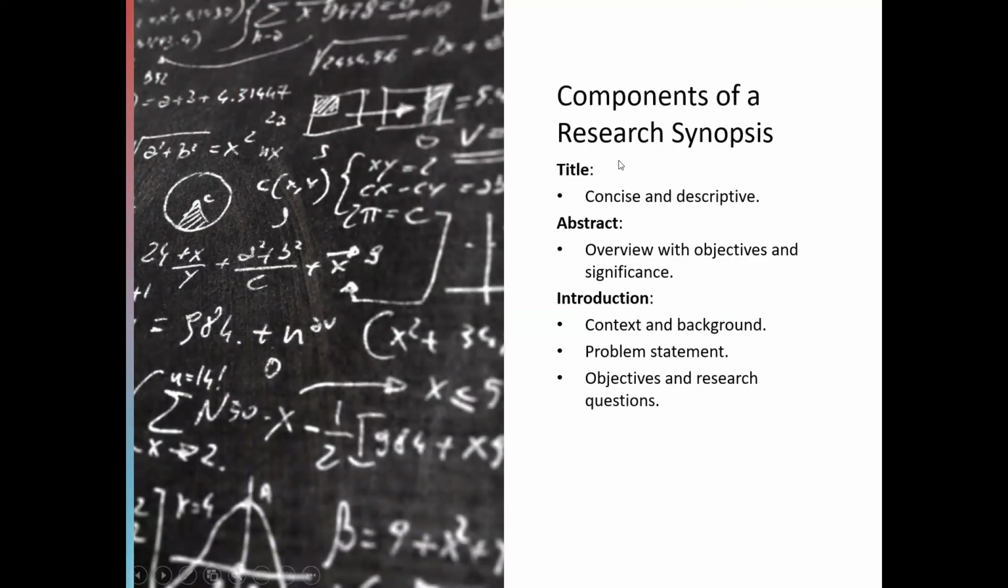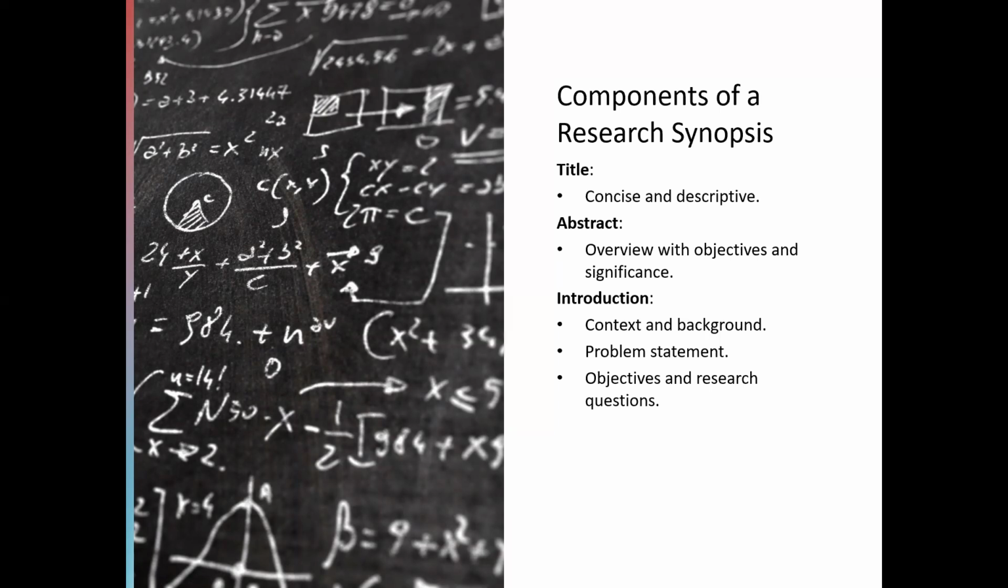If you discuss the components of the research synopsis, there is the title. We have discussed the title, that it must be concise and descriptive. Then the abstract. The abstract is basically an overview with objective and significance, and you have to write the abstract at the end. Even if you are writing a research article or anything, you write the abstract at the very end, because first of all you have to write the introduction, then the methodology, then everything, and after that, from those already written details, you will just extract an abstract of up to 200 words.